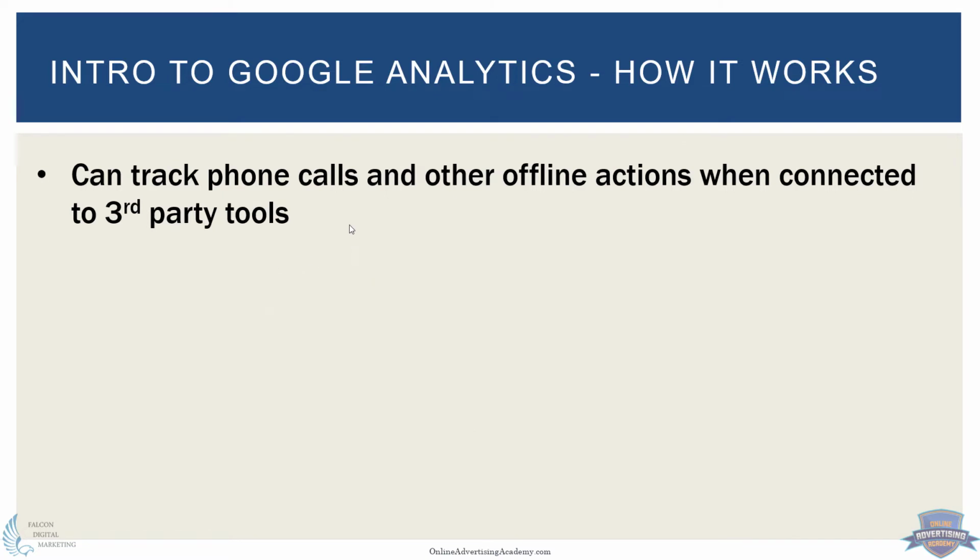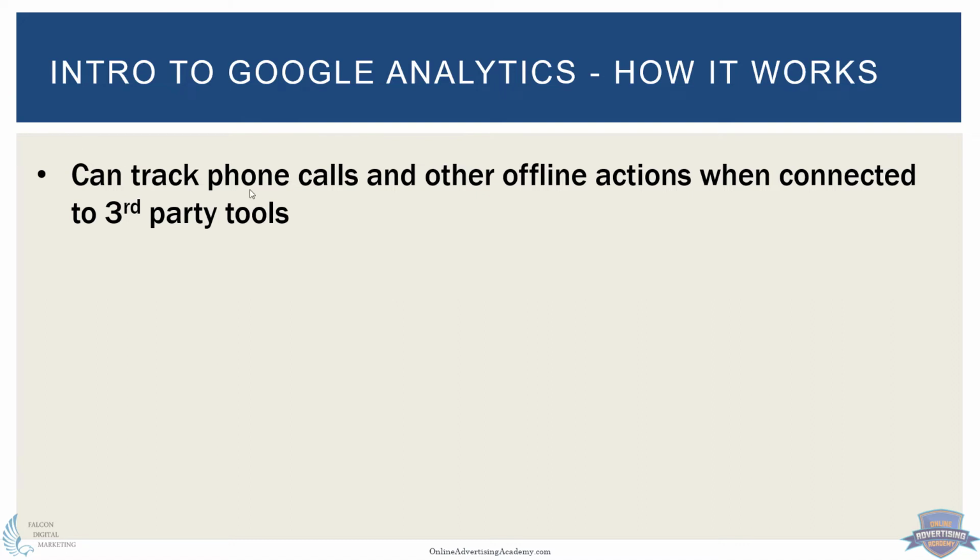Also, you can track phone calls and other offline actions when you connect to third-party tools. Phone calls, that one, there's a little bit of tracking on Google My Business. If they're on a mobile phone and they see your listing and just click call, there is some tracking there. Google Ads does track if they click on the phone number on the ad. Meaning they didn't click on the link and go to your website, they clicked on the phone number on the ad.